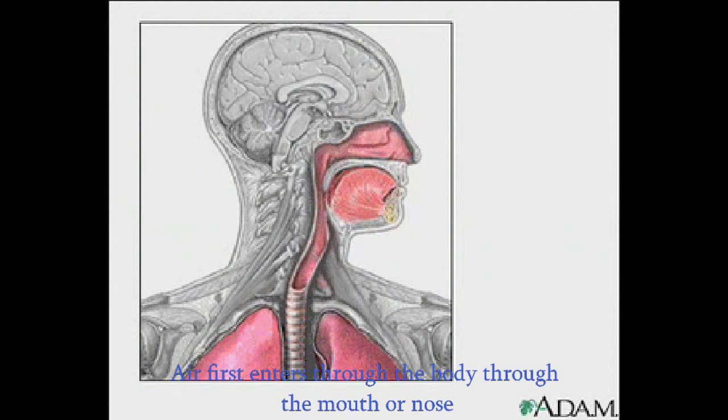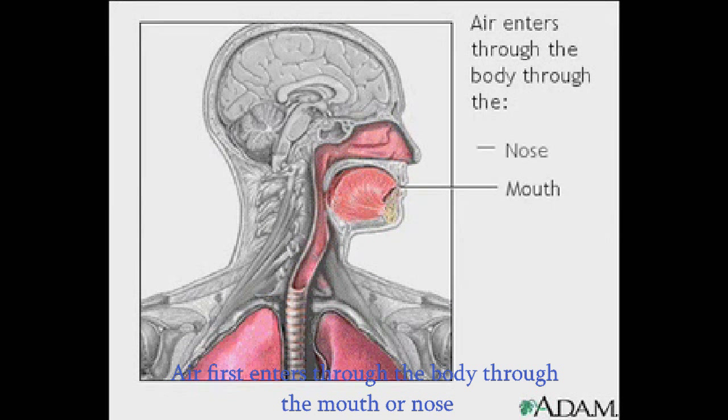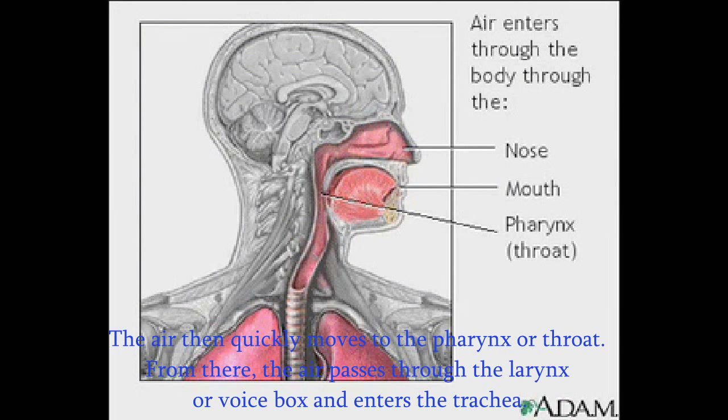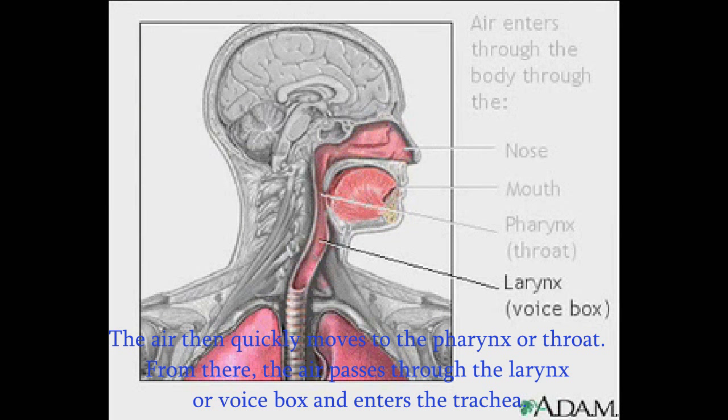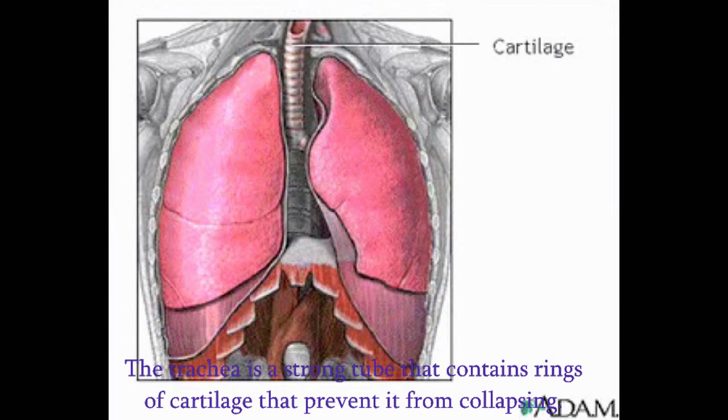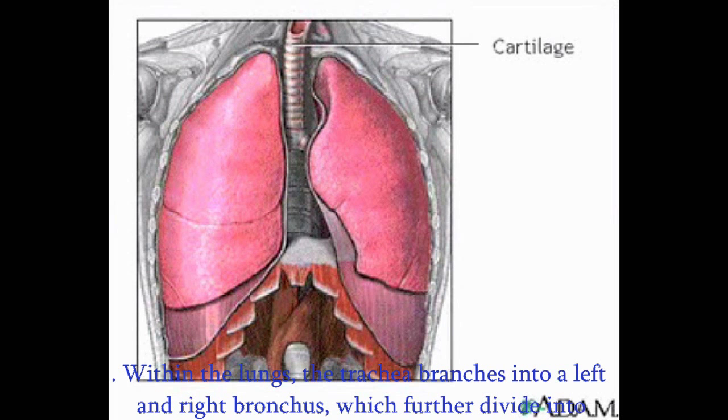Air first enters the body through the mouth or nose. But it is better to breathe through the nostrils, since air is filtered by hairs, warmed, and sampled for odors as it flows through the nasal cavity. The air then quickly moves through the pharynx or throat. From there, the air passes through the larynx or voice box and enters the trachea. The trachea is a strong tube that contains rings of cartilage that prevent it from collapsing.